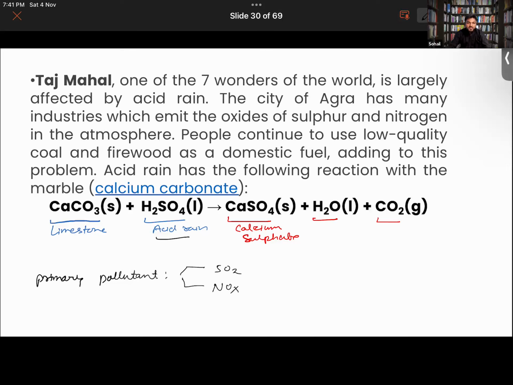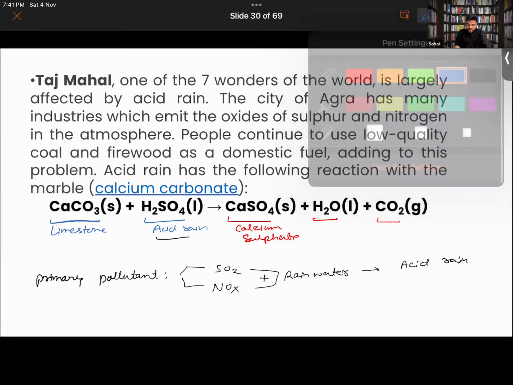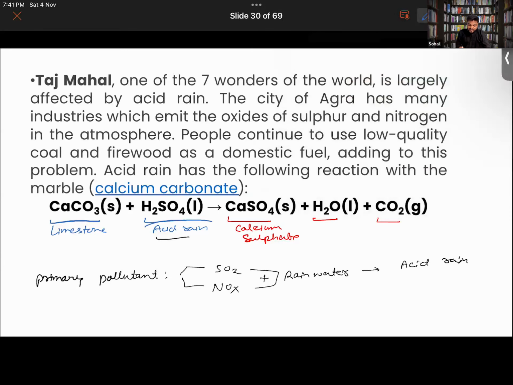Okay, right? So they combine with the rainwater to form acid rain. Plus rainwater that leads to formation of acid rain. And if I were to talk about the secondary pollutant, here it's the sulfuric acid or nitric acid. Getting it now? Okay. And mainly in case of Taj Mahal we have seen that the acid rain that falls over the Taj Mahal, it is mainly sulfuric acid.